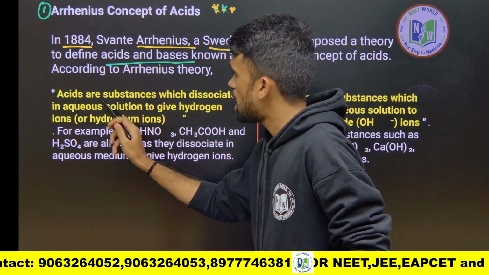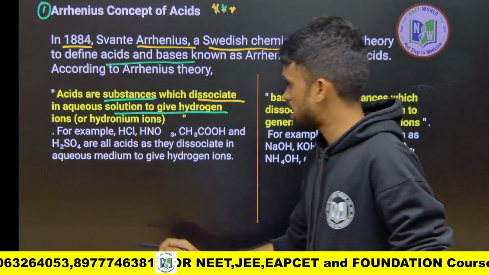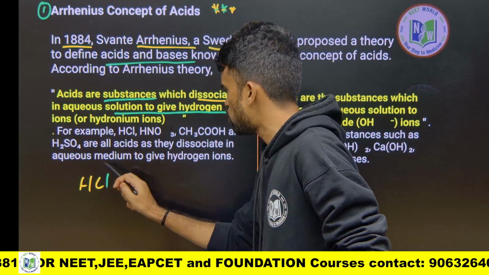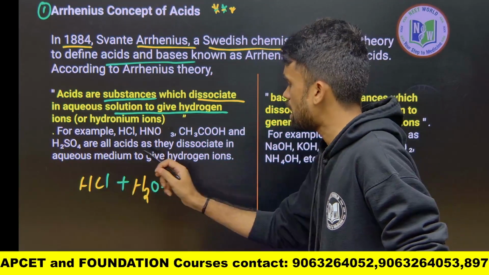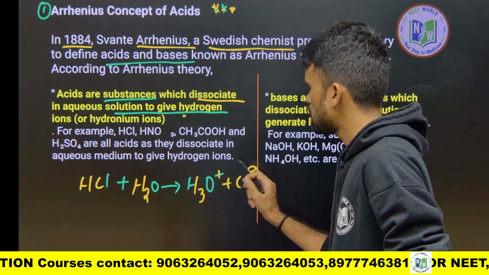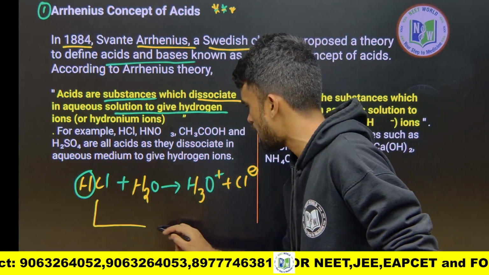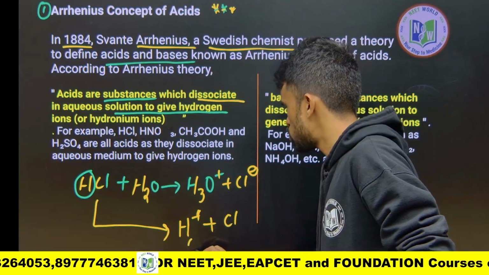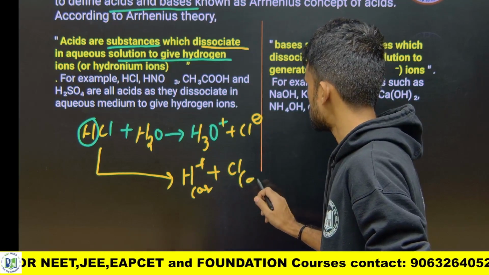Acids are substances which dissociate in aqueous solution to give H plus ion. For example, here I have HCl. Now when we place this in water, the aqueous medium, it releases H plus ion and forms H3O plus ion plus Cl minus. It is releasing one H plus ion, that is taken by the water. So simply I can represent this as H plus plus Cl minus. Both of these things are happening in the aqueous medium, in the water, so you write aqueous.